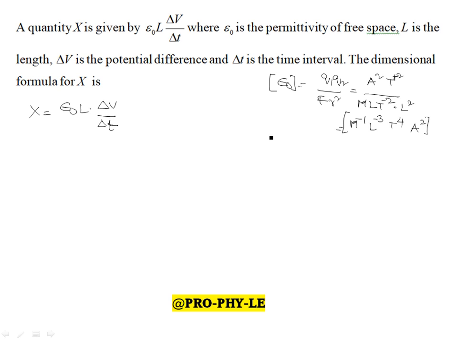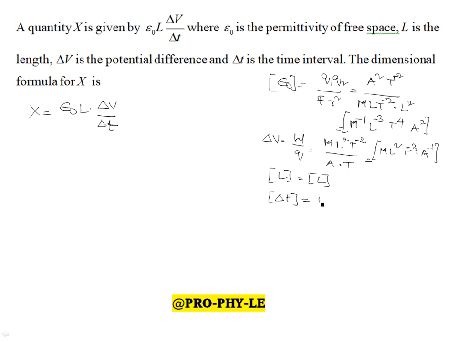And potential difference is nothing but work done per unit charge. Work will have dimensions of M L square T power of minus 2 by charge, which is ampere into time. So this will be M L square T power of minus 3 into A power of minus 1. So that is for potential. And of course you all know for length it is L, and for time it is T.